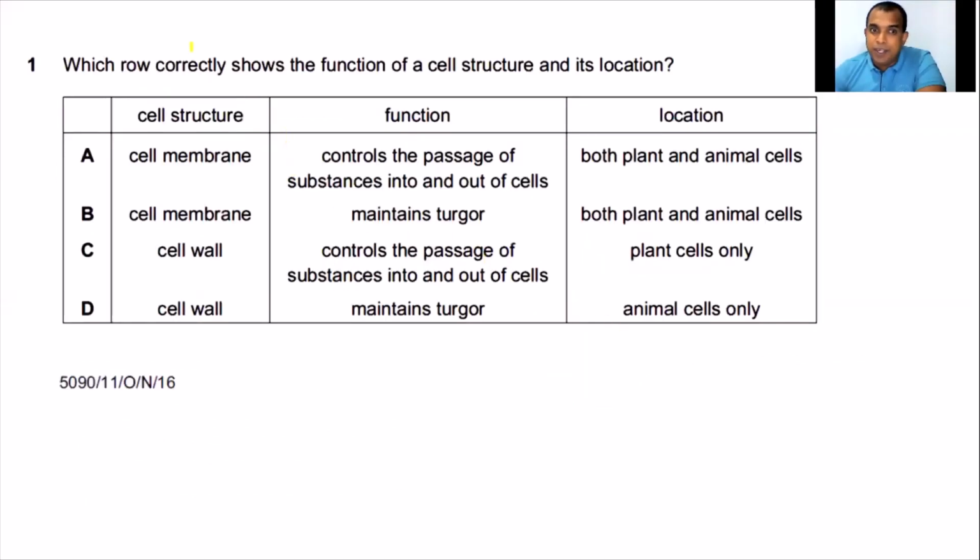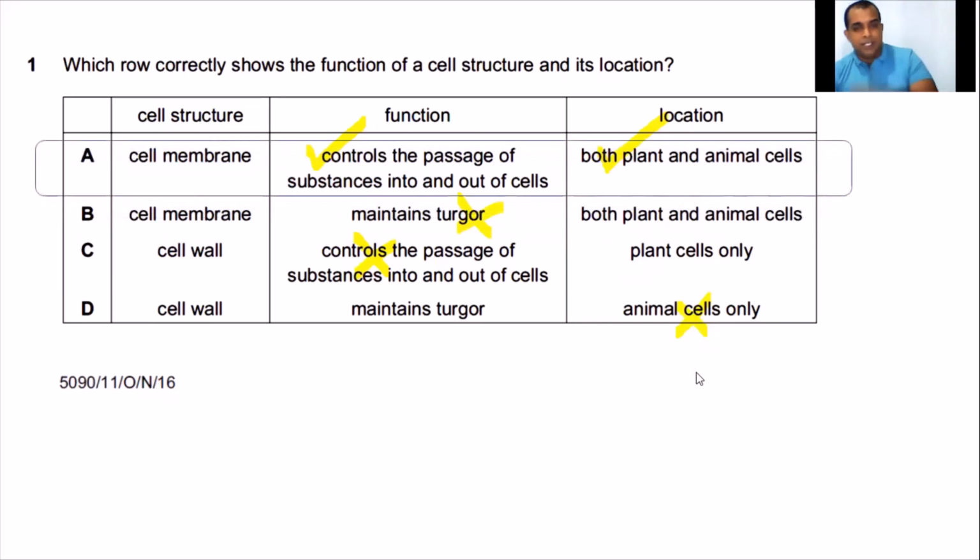Next question. Which row correctly shows the function of a cell structure and its location? Cell structure, function and location are given. Cell membrane: it controls the passage of substances? Yes, that is it. And location, both plant and animal cells? Yes, the cell membrane is present. Cell membrane maintains turgor? No. Cell wall controls passage? No. Cell wall, animal cells only? No. So our answer has to be the first one, A.